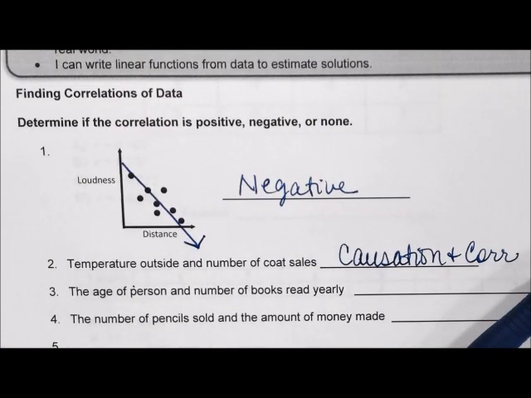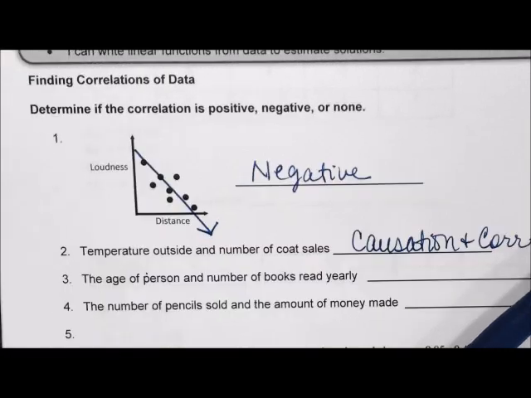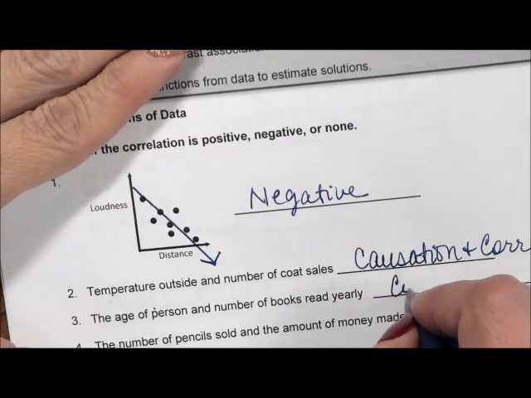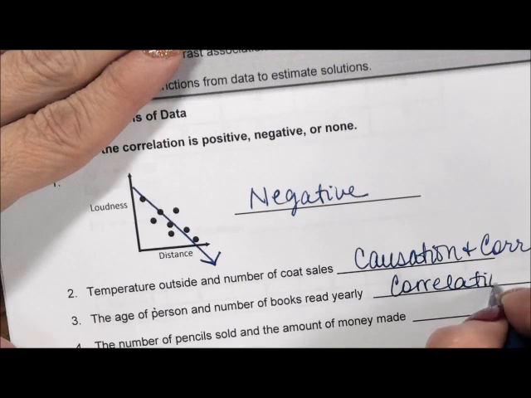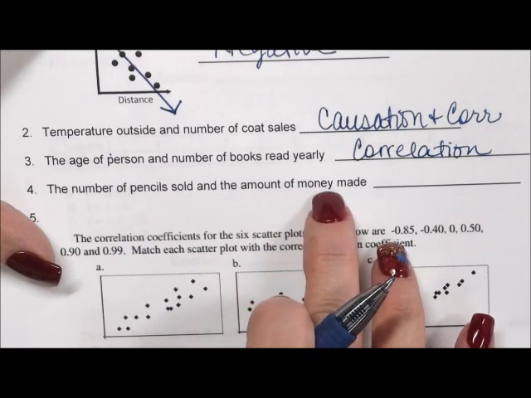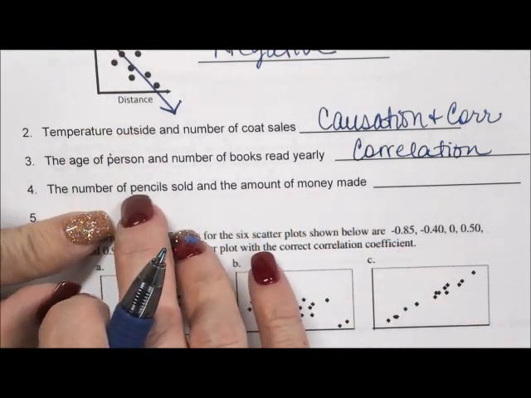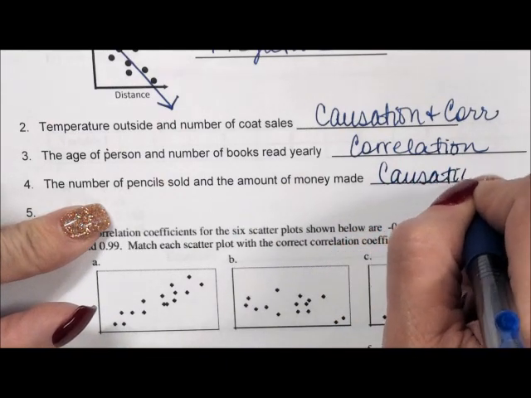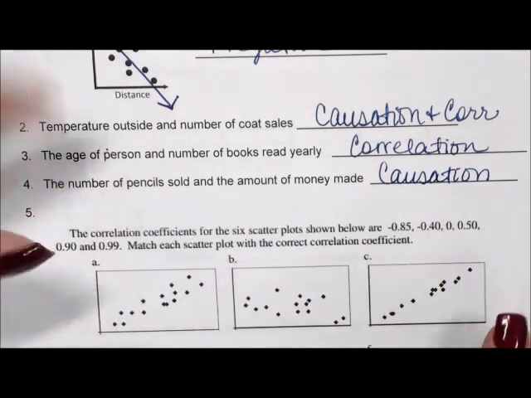Let's see, the age of a person and the number of books they read yearly. No, I mean, you might say that when you're younger, you get a lot of books read to you, but you don't actually read the books. As you're older, I guess sometimes you read more books, but maybe it correlates, but it doesn't have causation. There's correlation, but there's no causation. The number of pencils sold and the amount of money made. Okay, the more pencils you sell, the more money you're going to make. So there's definitely causation there. The pencil sales are causing you to make more money.